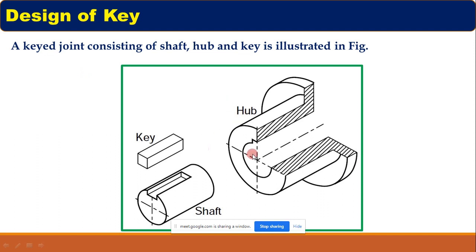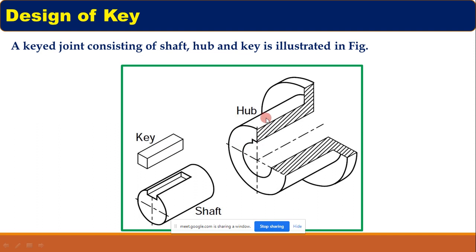So you can understand this assembly better. Key is inserted in the keyway of shaft and hub. Now what is this hub? Remember that this disc-like circular part may be either a gear, pulley, flywheel or coupling. This hub is an extended part of this pulley, flywheel or gear, in which the keyway is formed, and in this keyway the key is inserted.